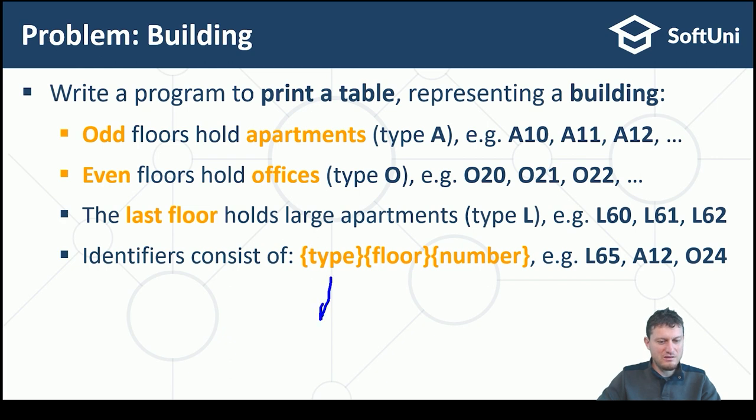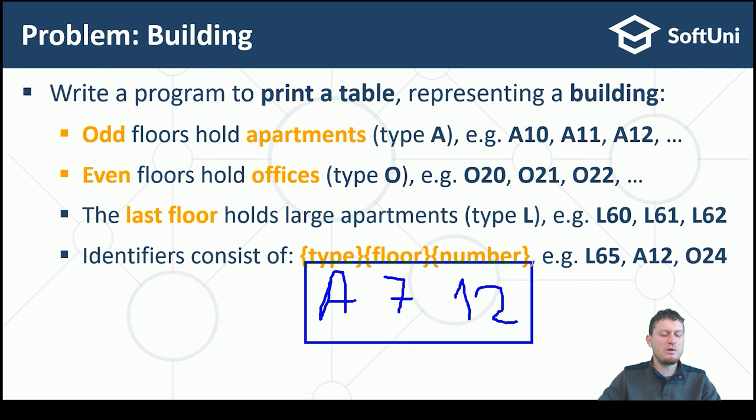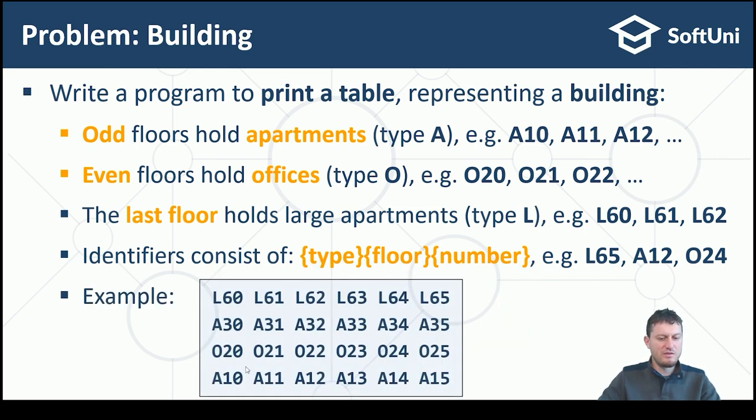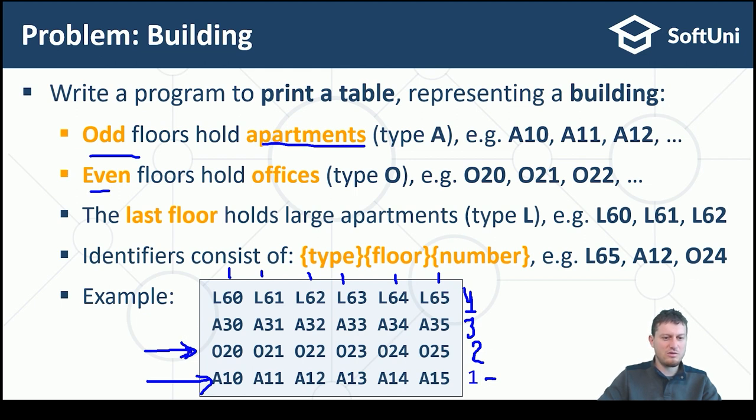So we have A, like the type, then the floor, for example floor 7, and the apartment number, for example 12. It may be A712. So this is concatenated, and this is an example. If we have four floors here, floor 1, floor 2, floor 3, floor 4, and we have 1, 2, 3, 4, 5, 6 apartments per floor, at the ground floor we have apartments, at the next floor we have offices. Floor 1 is odd, so it holds apartments. The next, second floor, is even, so it holds offices: O20, O21, etc. The next floor is apartments, the next is offices, and the final, last floor is L, large apartments.